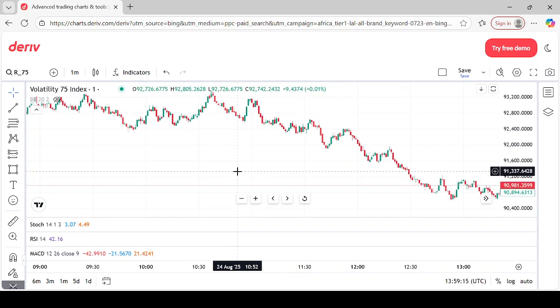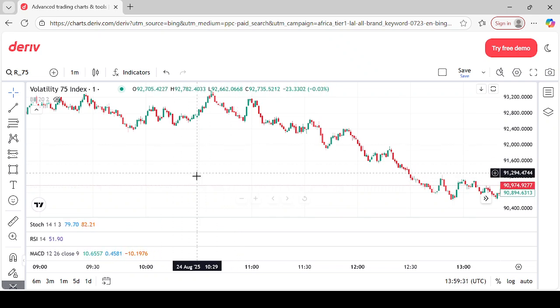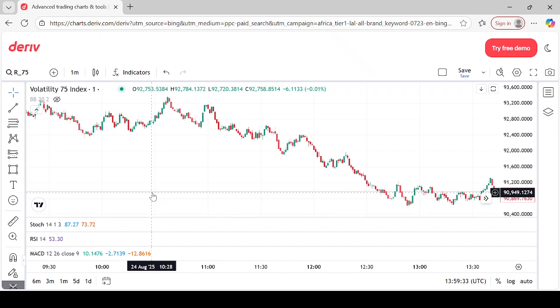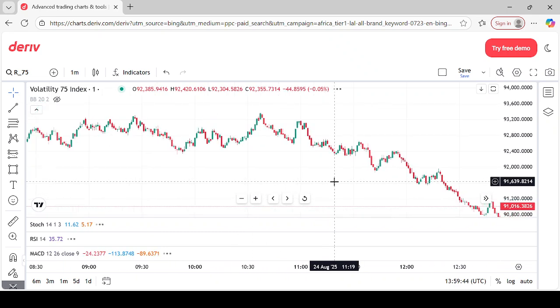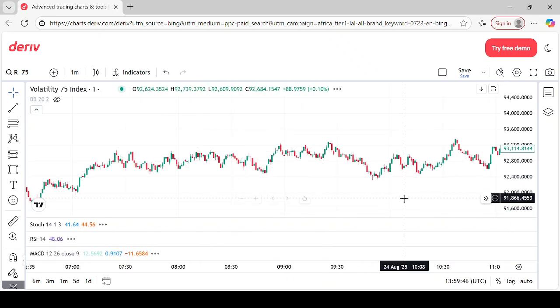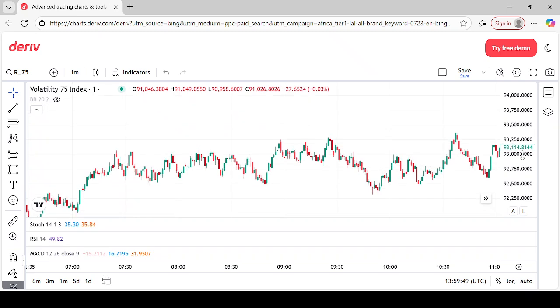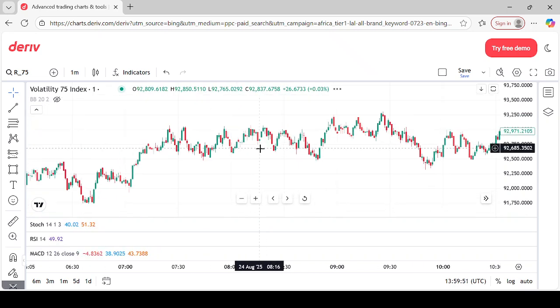You start by understanding what the Volatility 75 Index is about. It is a synthetic index designed to measure market volatility. It reflects the degree of uncertainty or risk in the market, making it a popular choice for traders who thrive in dynamic conditions. Unlike traditional assets like stocks or forex pairs, the Volatility 75 operates independently, simulating price movement based on volatility rather than underlying economic factors.